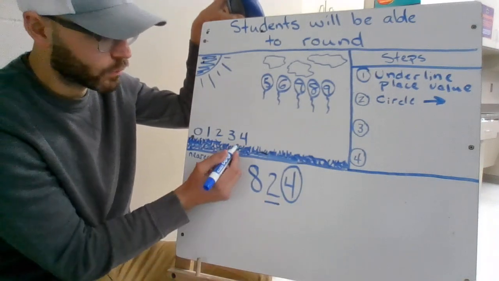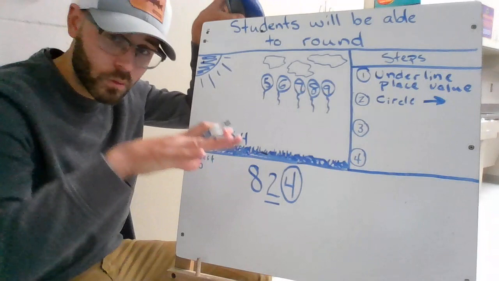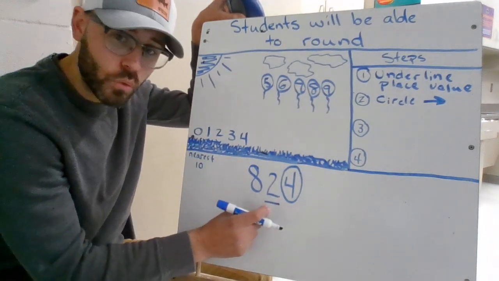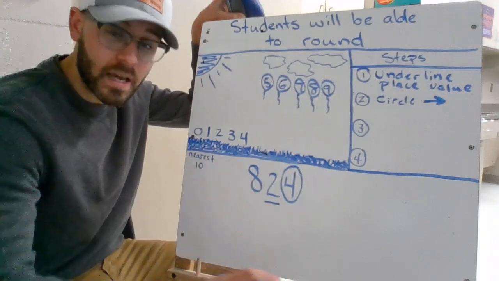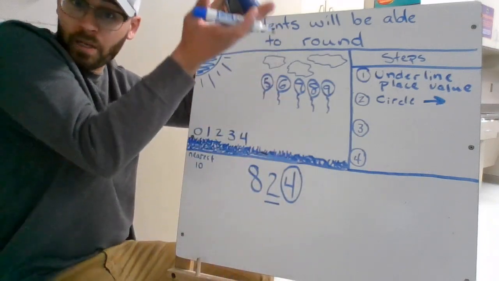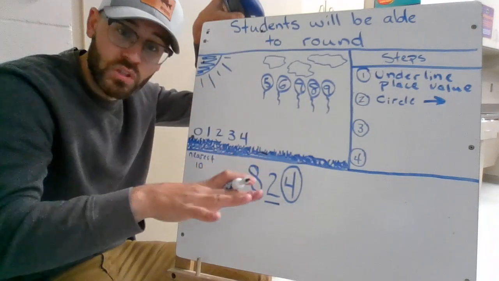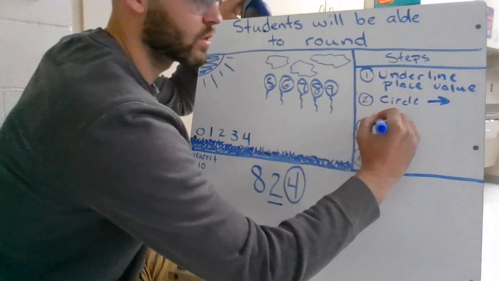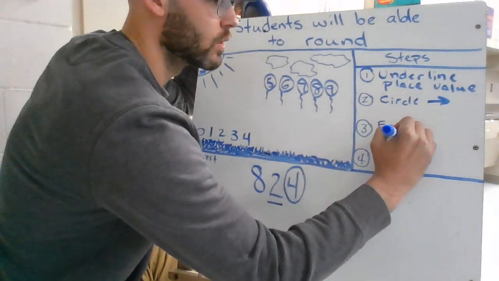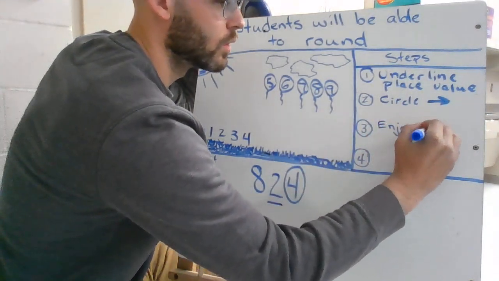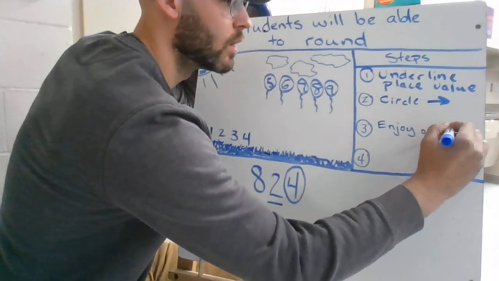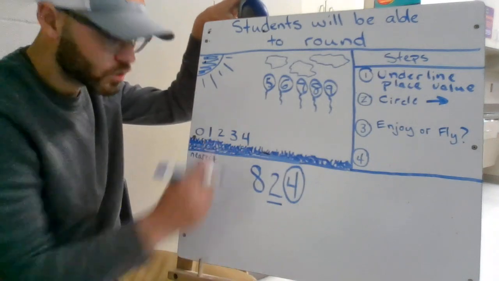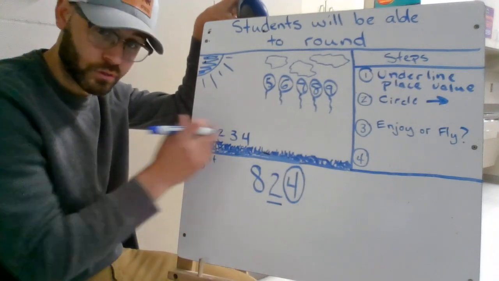For example, I notice that 4 enjoys its day on the ground, stays the same or stays on its level. So the 2 will stay the same. It's enjoying its day. It's not going to bump up and become a 3. It's just going to stay on the ground level. So in this case, you have to ask yourself, enjoy or fly? Does 4 enjoy its day or fly away? 4 enjoys its day. It's on the ground with 0 through 4.